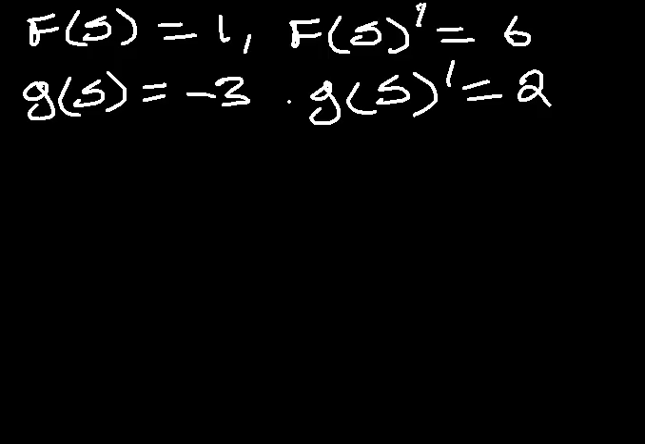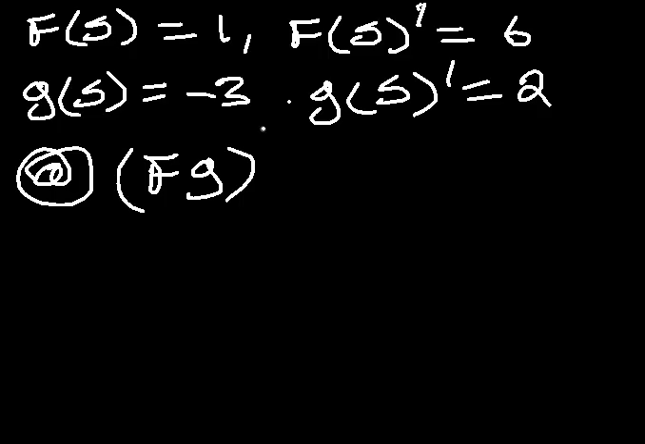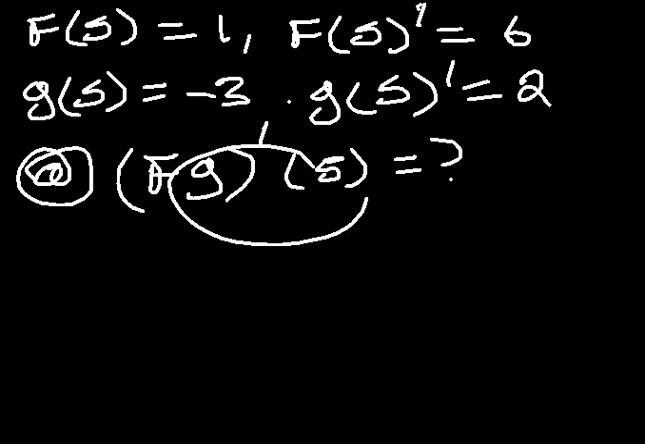Now determine the following values. Let's say part a: we have (fg) prime of 5. Now how should we have the value corresponding to this one?